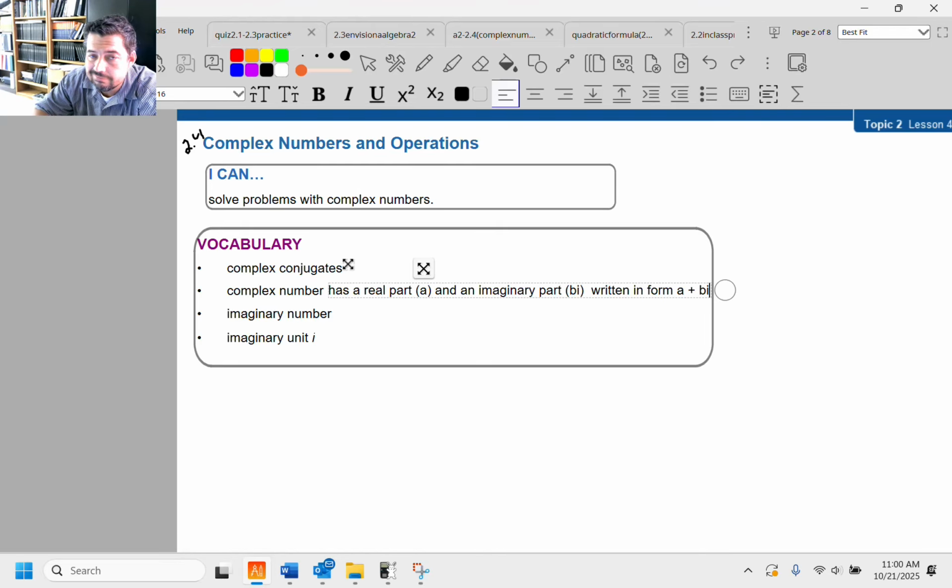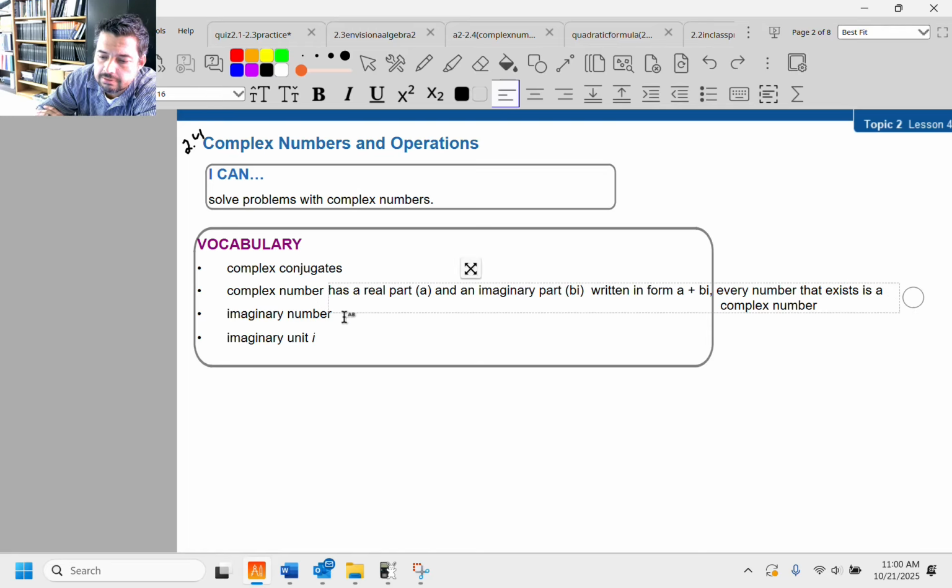And it's beyond the scope of Algebra 2 in Tennessee, but every number that exists is a complex number. Of course, I have kids that don't even know what rational numbers are. How did you get to Algebra 2? The imaginary number is a number denoted by I. I for imaginary, okay? And then we need to talk about I. So there's some things about I.